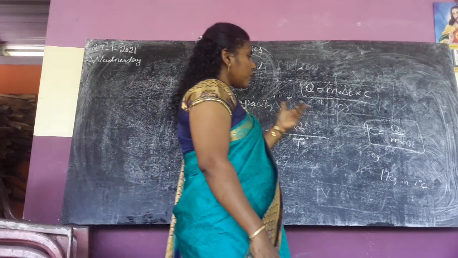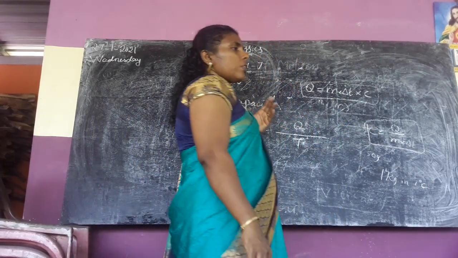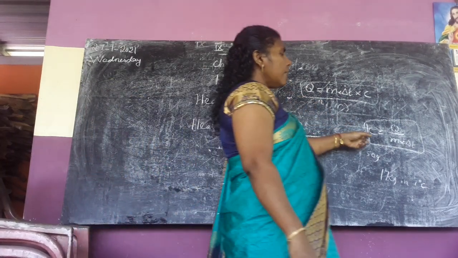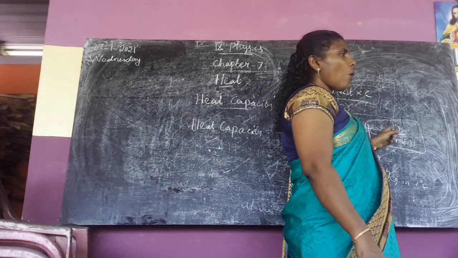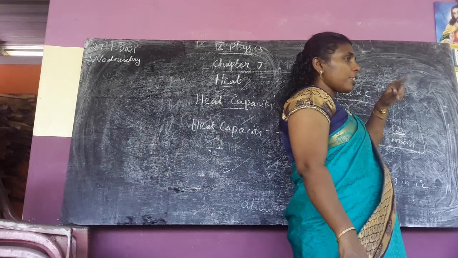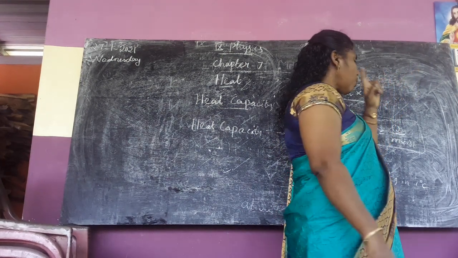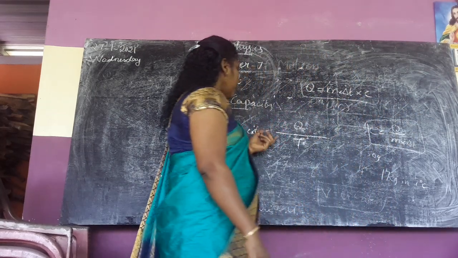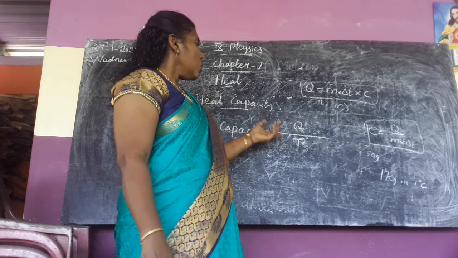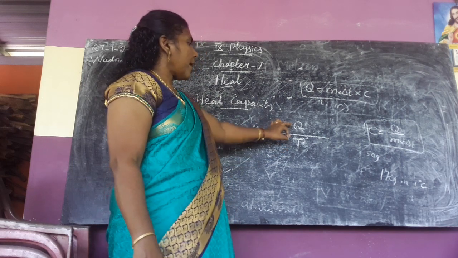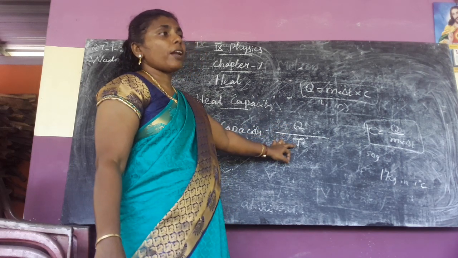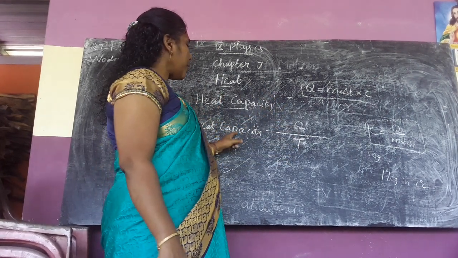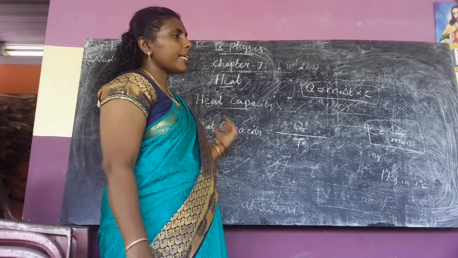Here there is no mass. For specific heat capacity, the 1 kilogram mass you need to say. Specific heat capacity is defined as the quantity of heat required to raise the temperature by 1 degree of a mass of 1 kilogram. But for heat capacity, there is no need to say the mass, because in the formula there is no mass. The heat capacity formula is Q divided by T, where T means the rise in temperature and Q means the heat required.